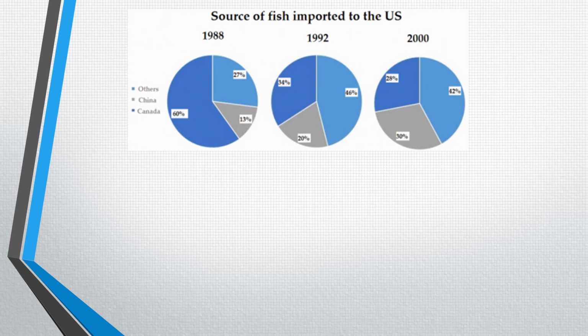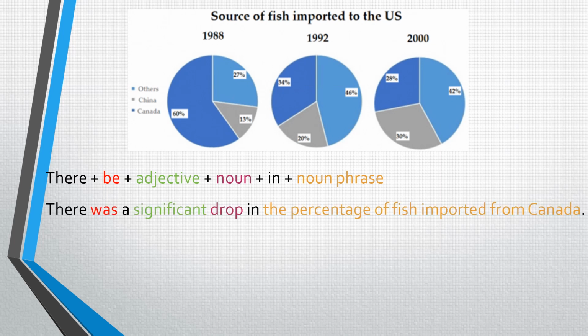Here's a little look at those again with an example. So we've got 3 pie charts here. We looked at these in one of the pie chart videos, so you might recognize them. And there's our structure again. So for this one, we could write, there was a significant drop in the percentage of fish imported from Canada. So that's one of our example structures.